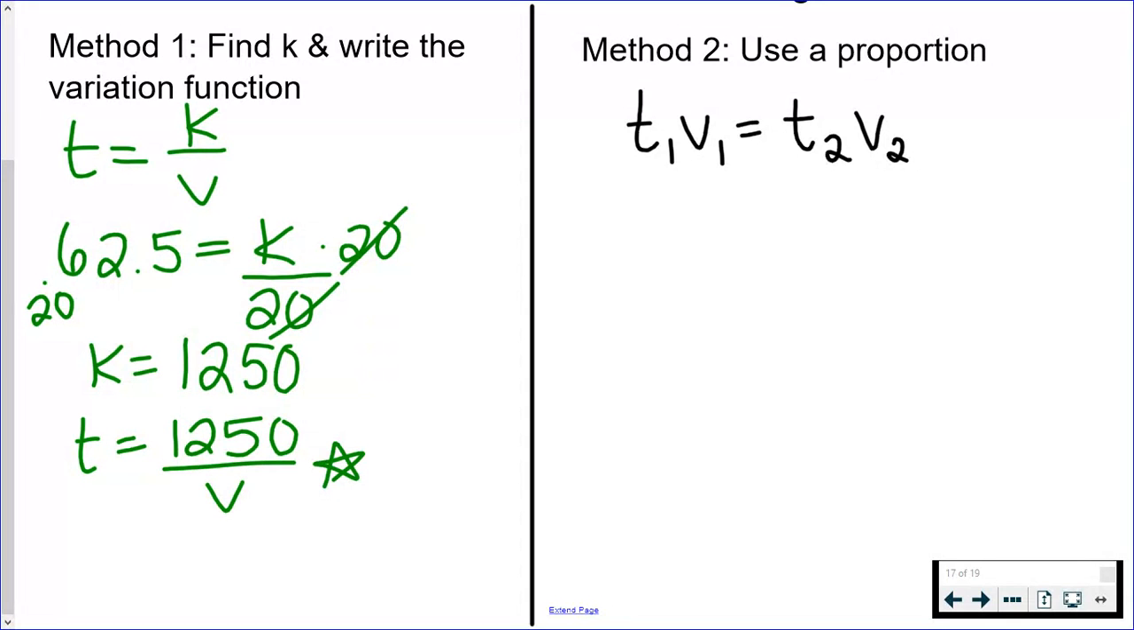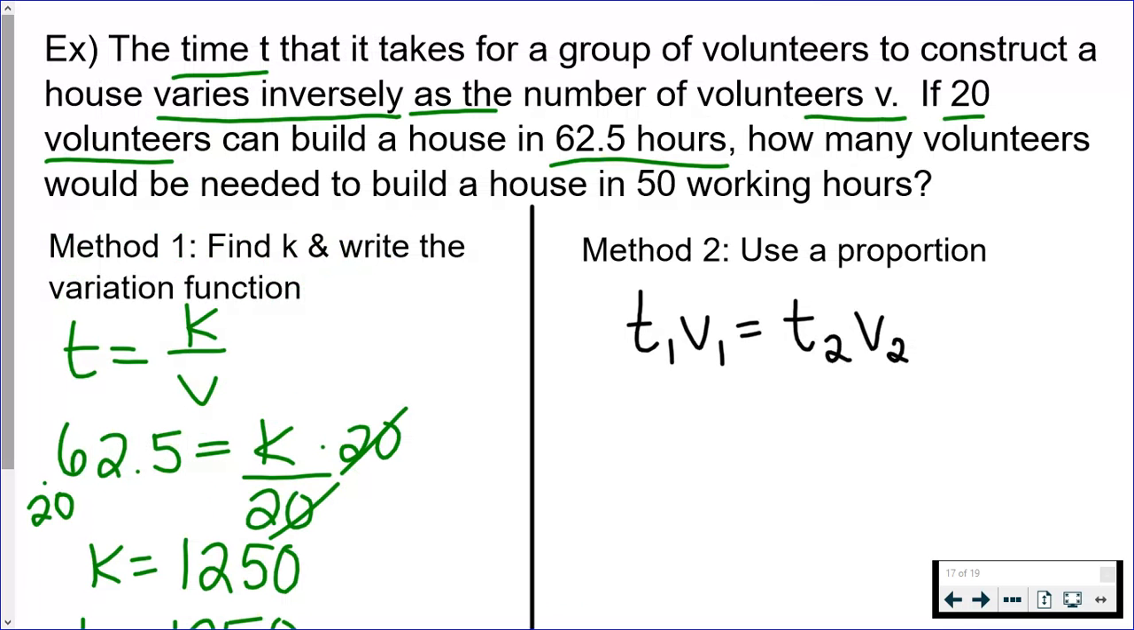So this is just the function that you're going to use. You can star it, you can do whatever, but don't circle it and just stop, because that's not the final answer. The question says, how many volunteers would be needed to build a house in 50 working hours? So how many volunteers means I'm solving for V, and we're given the time, which is 50. I'm done with the previous numbers. I now have my function T equals 1250 over V. So we're going to plug in 50 hours and solve for the number of volunteers.